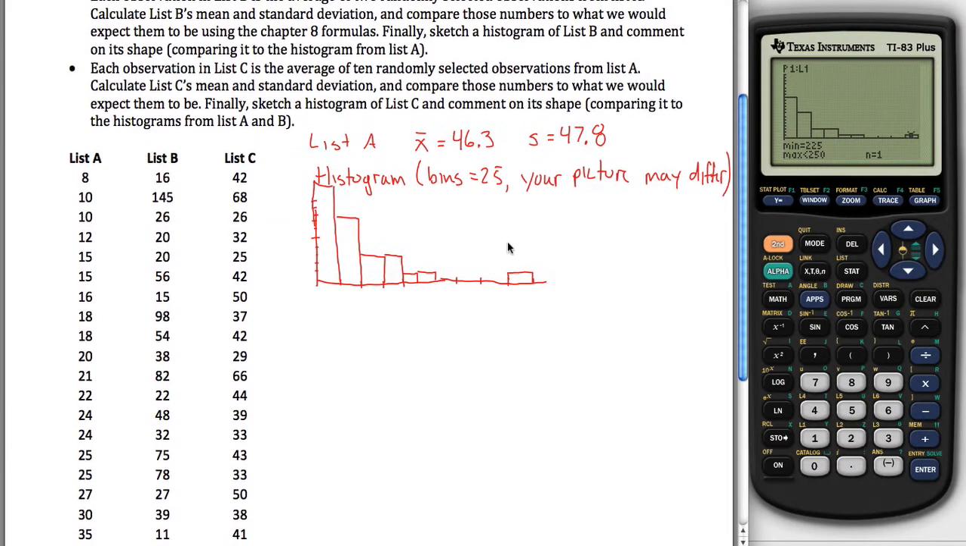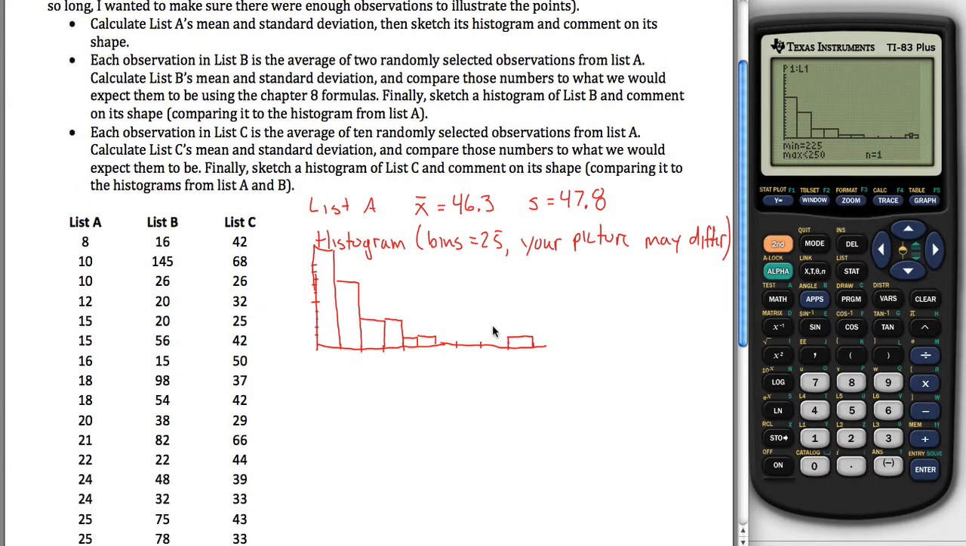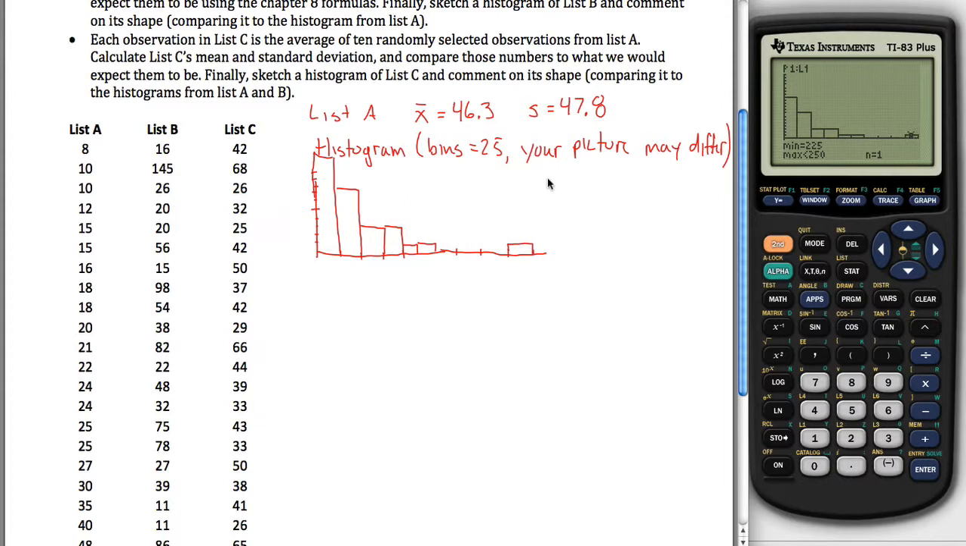Does it want me to talk about the shape? And comment on its shape. Okay, this would be very right skewed. You can kind of picture this as a curve. Most of the observations are over here on the left, but it has this really long tail out to the right. It's very right skewed. Okay, nothing too interesting yet. But now we're going to repeat that on list B and C to illustrate this central limit theorem.